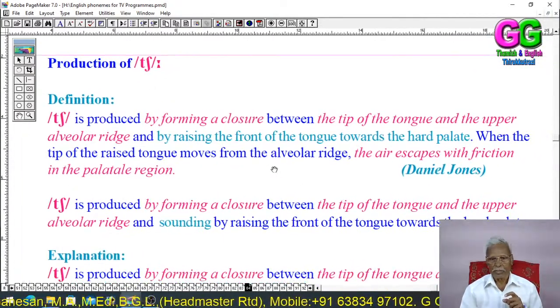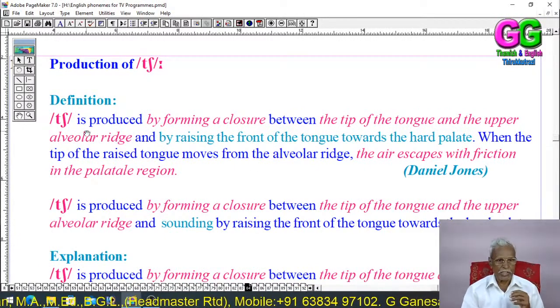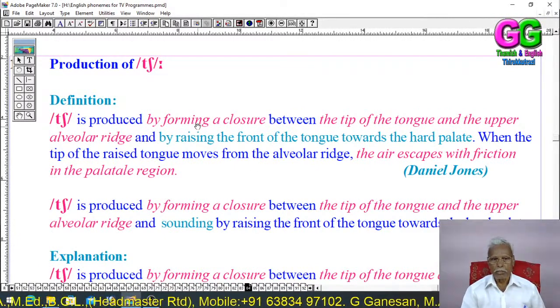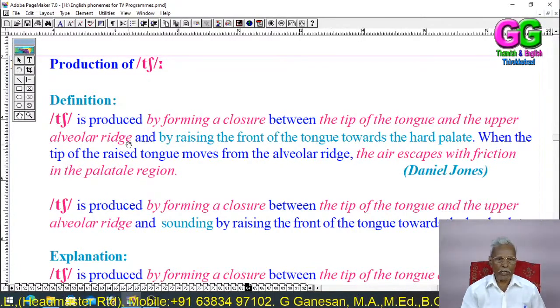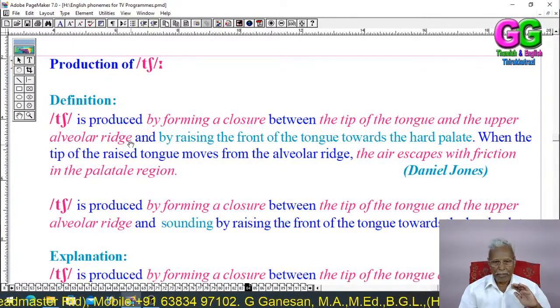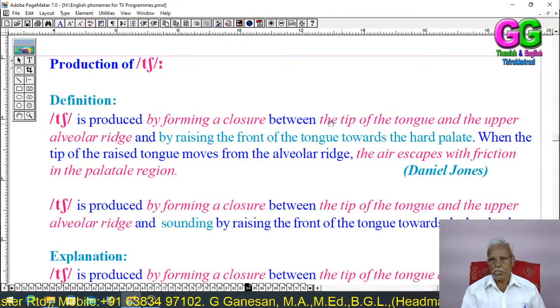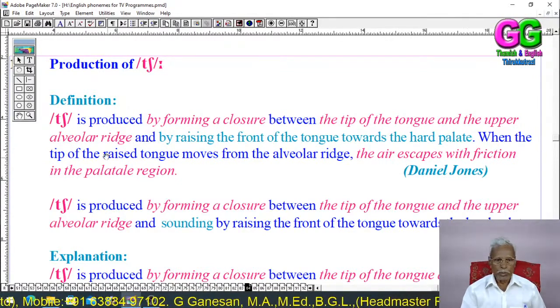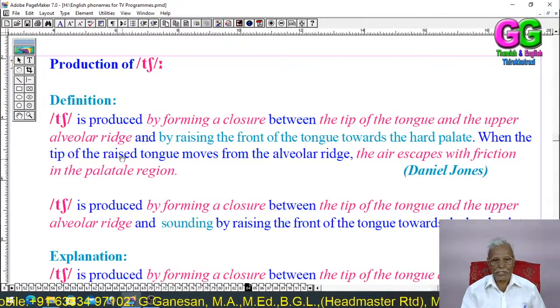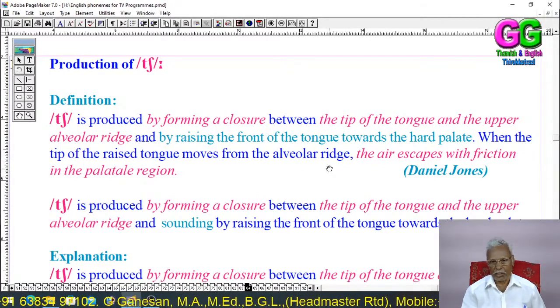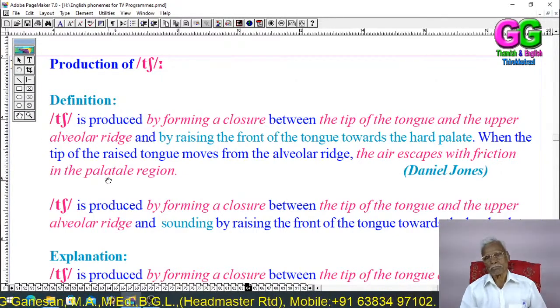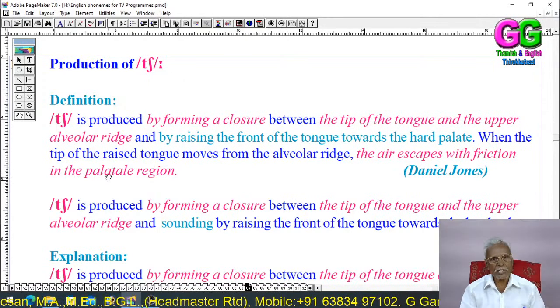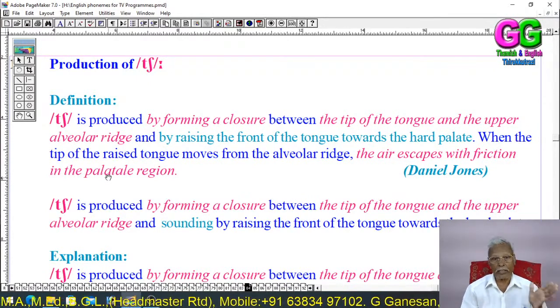Definition. Daniel Jones's definition: each is produced by forming a closure between the tip of the tongue and the upper alveolar ridge, and by raising the front of the tongue towards the hard palate. When the tip of the raised tongue moves from the alveolar ridge, the air escapes with friction in the palatal region. This is the definition given by Daniel Jones.